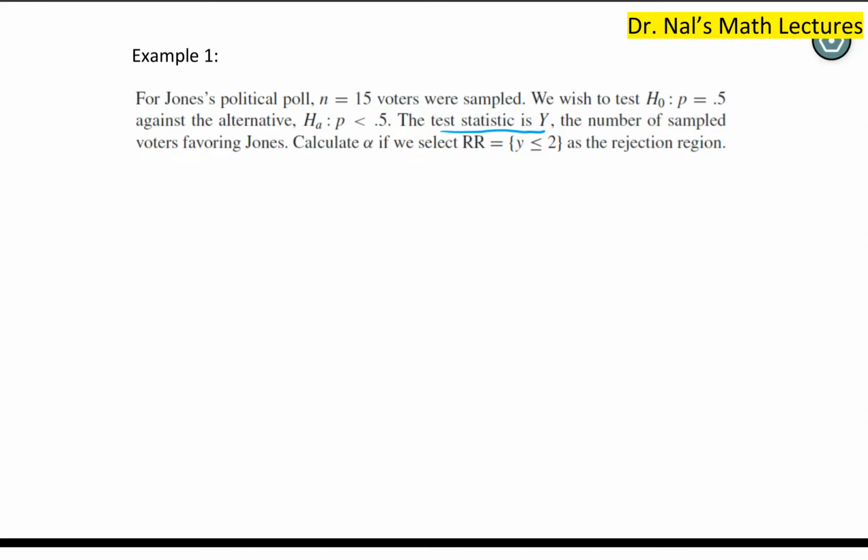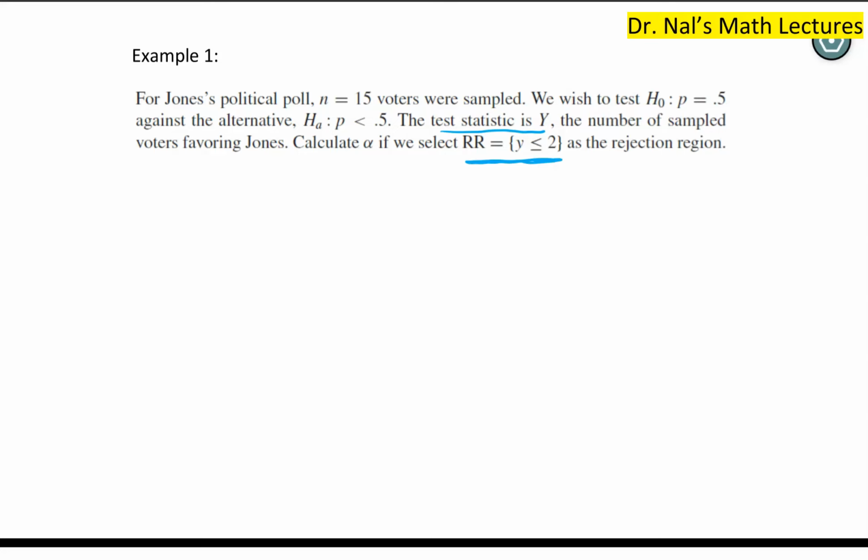Given the rejection region. Let me provide you the rejection region. This is kind of a strong condition, don't you think so? We are saying that we are going to reject the null hypothesis if we observe that 2 or fewer people will be voting for Jones. This is a rather strong assumption in a sense.